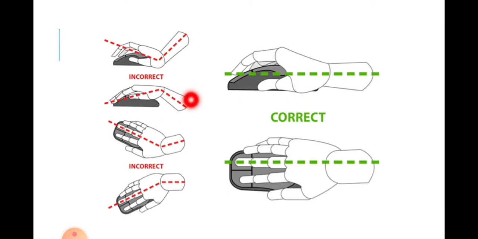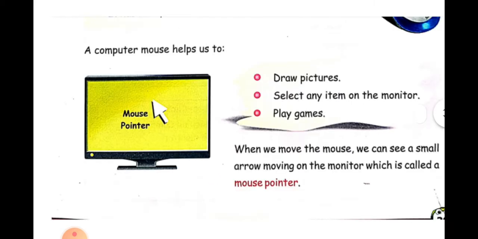Okay, and the positions. This is an incorrect position. These are all incorrect positions. It has to be straight. Your palm, your hand, has to be straight to the mouse, along the mouse, right? So this is correct. These are all wrong positions. So this is how you will hold the mouse.